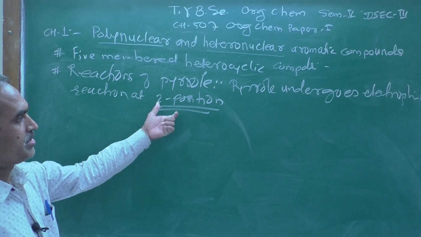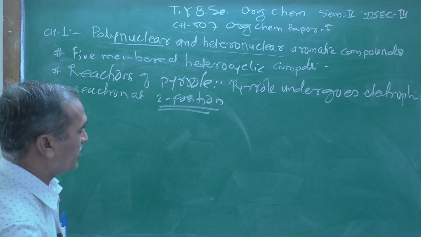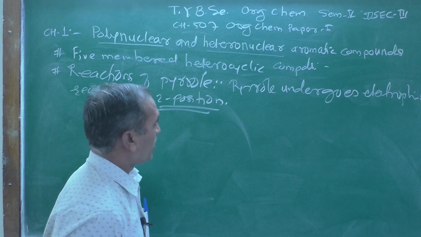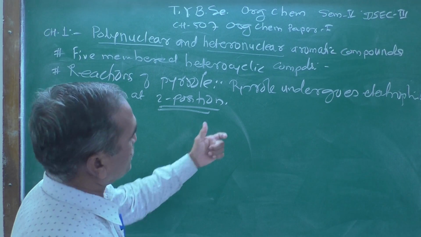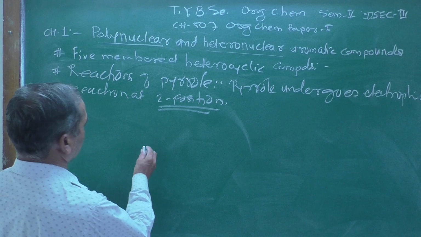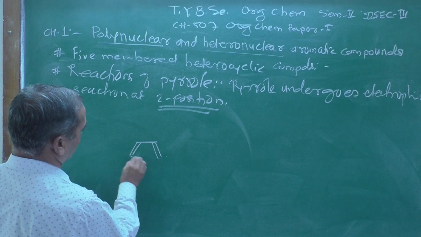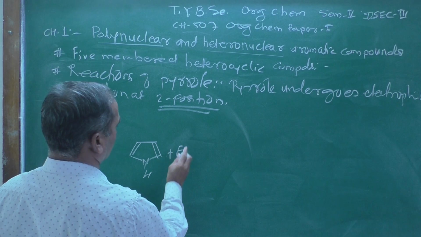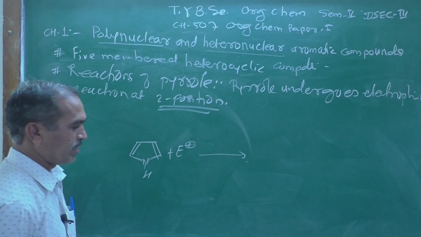I am highlighting the word two position, which is very, very important. Essentially, why does this undergo electrophilic substitution at two position? The answer could be, see here, this is a pyrrole. Suppose E is an electrophile.